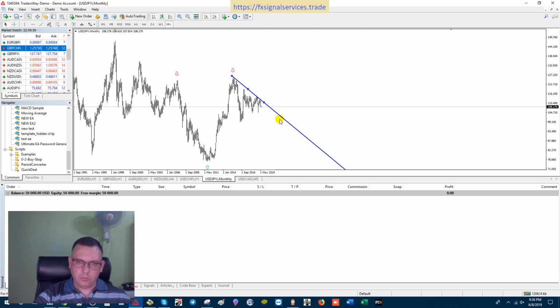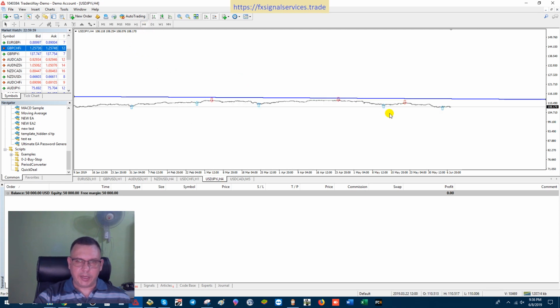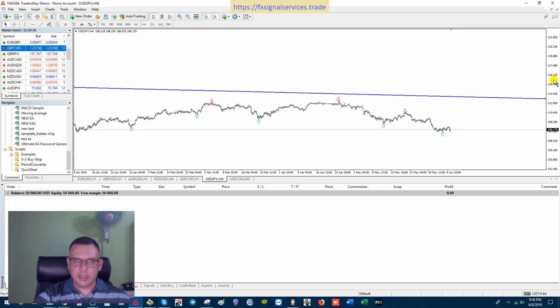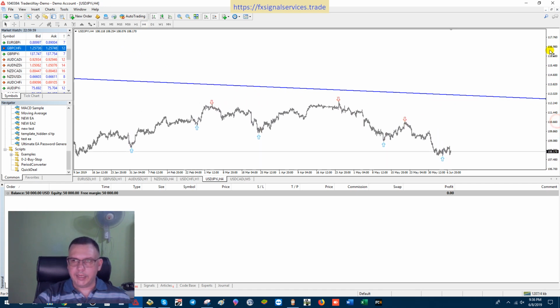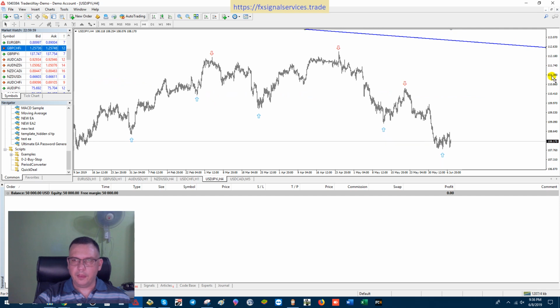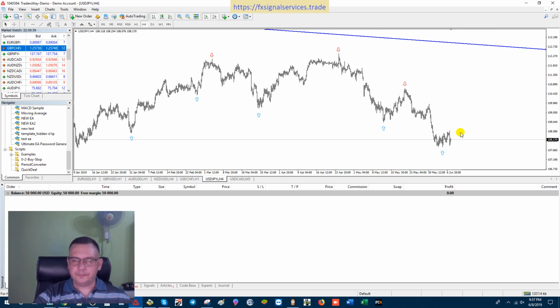Now, what is it going to do now? Is it going to go back up and touch that trend line? I can't tell you 100% certain. Here's that trend line way up here.